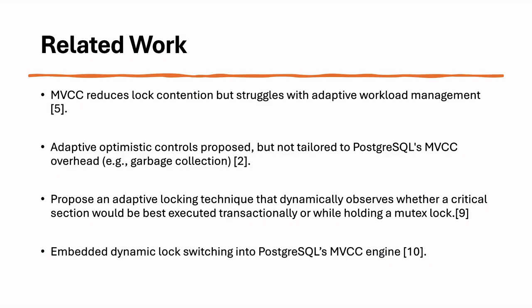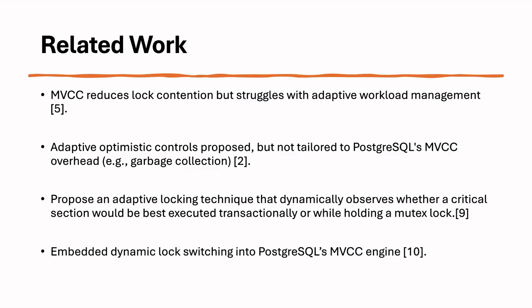Related work. Before jumping into our solution, we grounded our work in several key pieces of existing research. Sadogi, in their paper Reducing Database Locking Contention Through Multi-Version Concurrency, demonstrated that MVCC is effective in reducing locking contention. However, they also pointed out that static MVCC implementations struggle to adapt under changing transactional workloads. Guo, in Adaptive Optimistic Concurrency Control for Heterogeneous Workloads, proposed a model that dynamically switches between optimistic and pessimistic concurrency strategies based on contention levels.